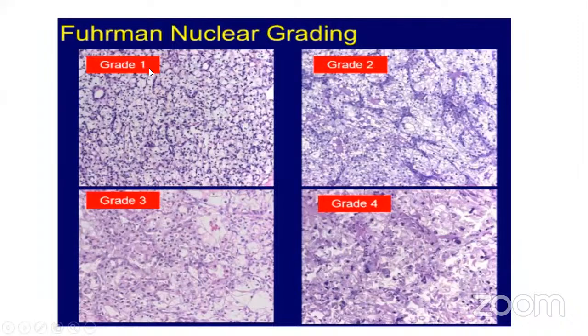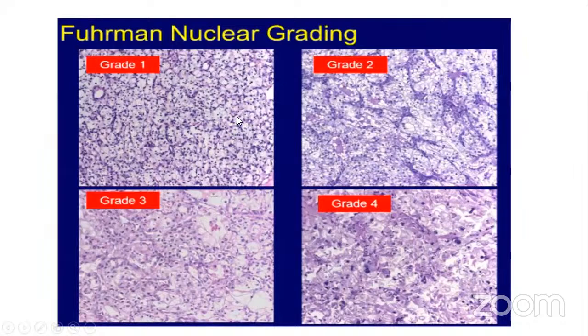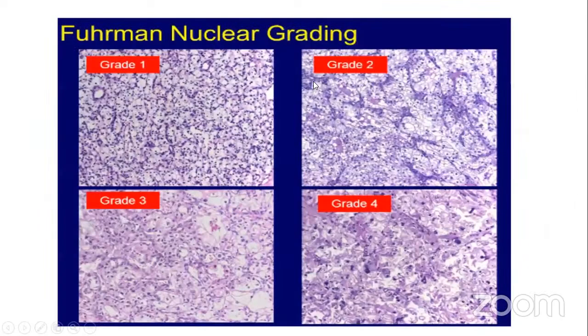This is grade 1. As we mentioned, in grade 1 the nuclei are small, about 10 microns, round, smooth, and uniform. If you look here, they look small and round. The cells are round and uniform, and nucleoli do not appear at 100 times low power magnification.